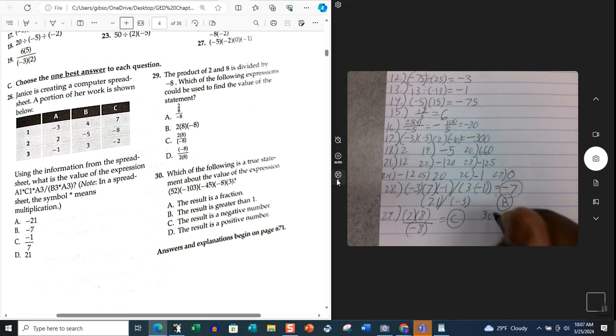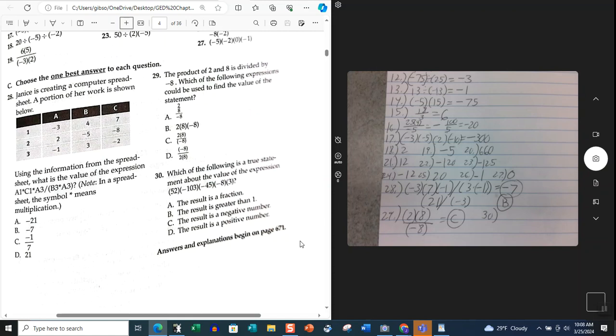Okay, problem 30. Which of the following is a true statement about the value of the expression? If you notice here, we had 3 negative signs, and it's all multiplication, so we know our answer is going to be negative. It says the result is a fraction. We had no division here, so we know A is out. B, the result is greater than 1. We know that's not true, because we already determined that our answer is going to be negative, and all positive numbers are greater than all negative numbers. So C, the result is a negative number. So far, C is our answer.